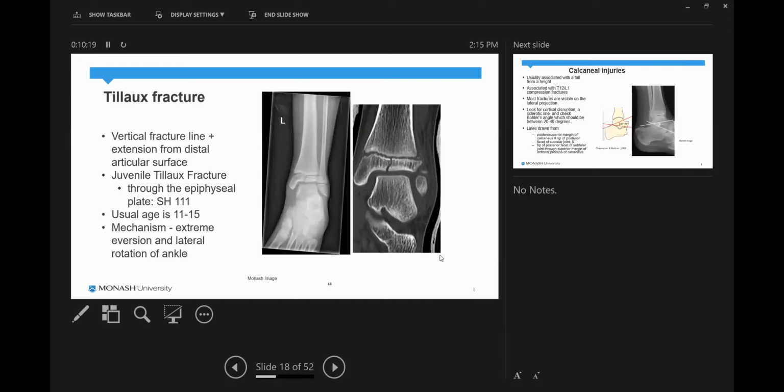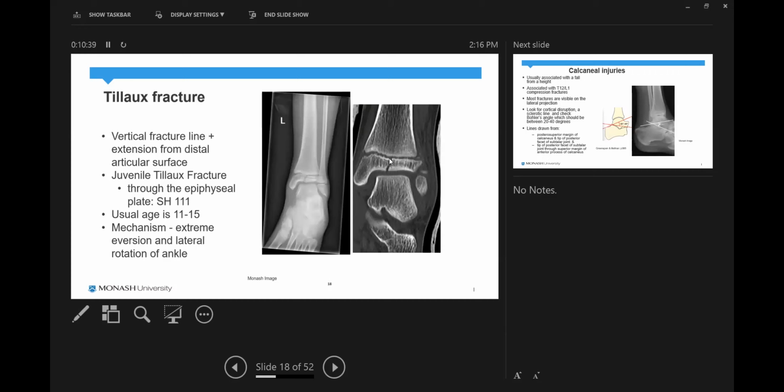Now, a Tillaux fracture is a vertical fracture, and it's an extension from the distal articular surface. So in the pediatric patient, we could have a juvenile Tillaux fracture, which is a fracture through the epiphyseal plate. So it's a Salter-Harris type 3 fracture.